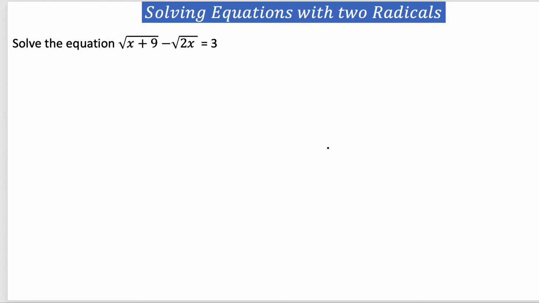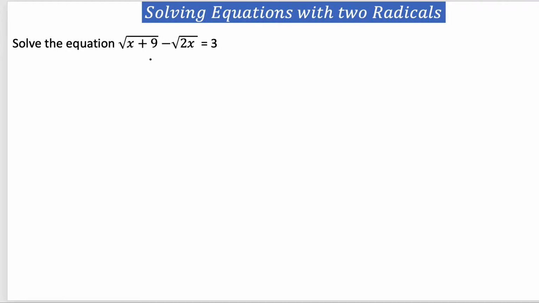Radicals. Solve the equation square root of x plus 9 minus square root of 2x equals 3. So in this case we have two radicals. There are many ways to solve it, but let me solve it in one way that I think makes sense, and we used those strategies in our class.